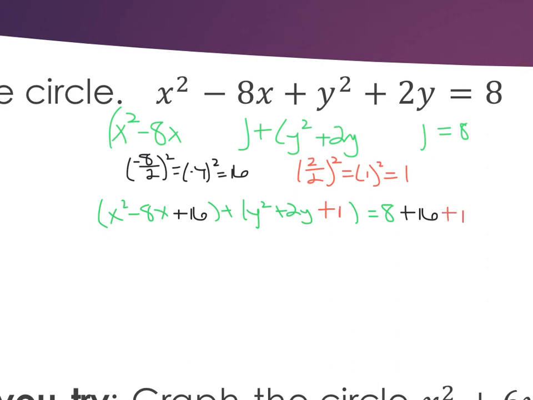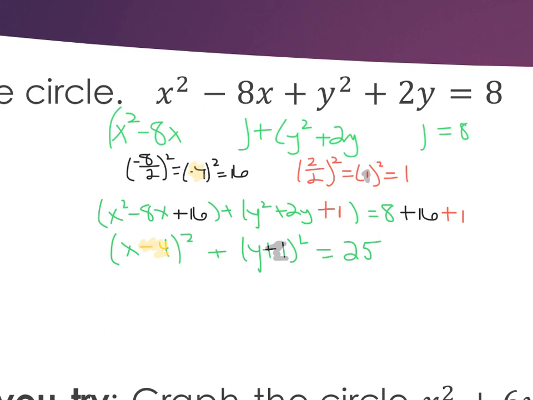Okay, now remember the next step is to factor. Factors of 16 that add to give me -8 are -4 and -4, or x minus 4 quantity squared. For y's, factors of 1 that add to give me +2 are +1 and +1, or y plus 1 quantity squared. On the right-hand side, 8 plus 16 plus 1 is 25. Also remember, whatever my middle number divided by 2 was before I squared it is what it will factor to. So if we look here, this was before we squared it, and this is what it factored to.